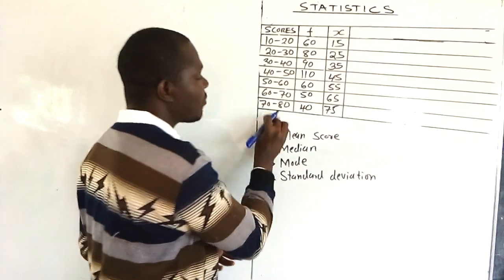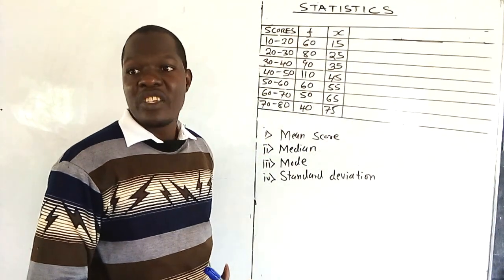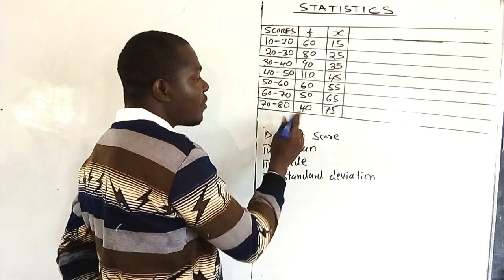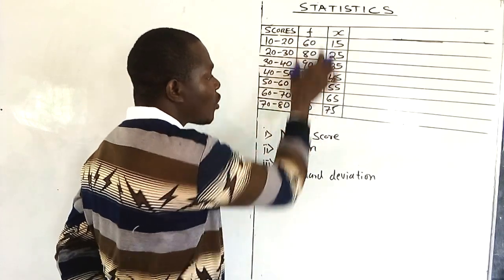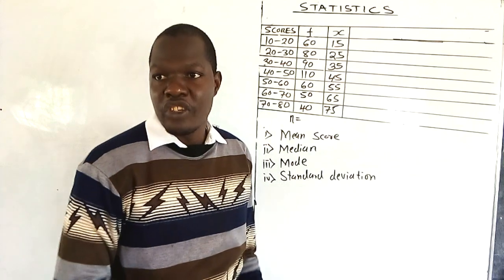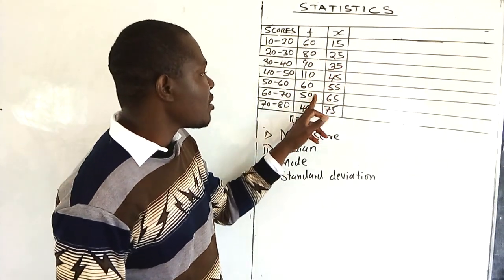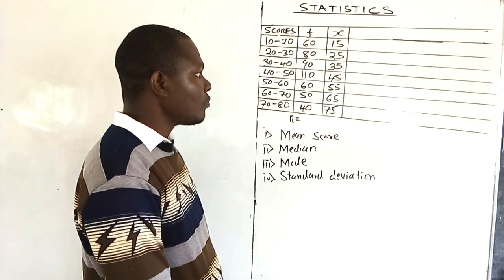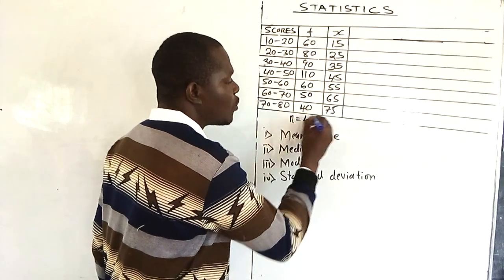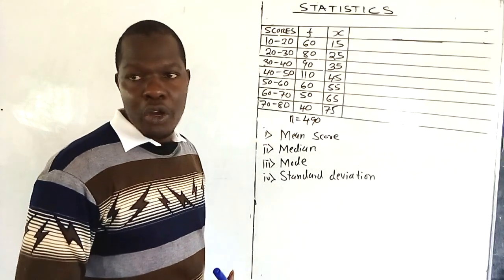Now, after getting those X, we've been told to determine the mean score. The first thing for us to determine anything is to know the total frequency. The summation of the frequency gives you the total number of students, N. So summation F gives you N. What is N? The total number of candidates. Add them: 60 plus 80 plus 90 plus 110 plus 60 plus 50 plus 40 gives 490.